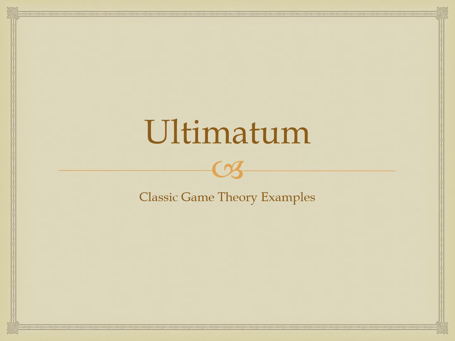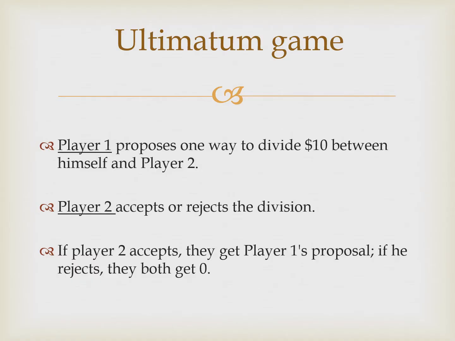Our next game is called the Ultimatum Game. In an ultimatum game, the standard setup is such that player 1 proposes one way to divide $10 between himself and player 2. Then at stage 2 of the game, player 2 accepts or rejects the division. If he accepts, they get player 1's proposal. But if he rejects, then they both get 0. Player 1 is putting forward an ultimatum, essentially a take it or leave it type situation.